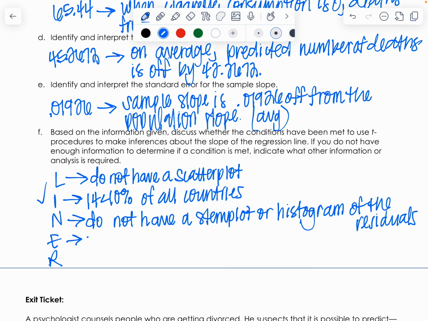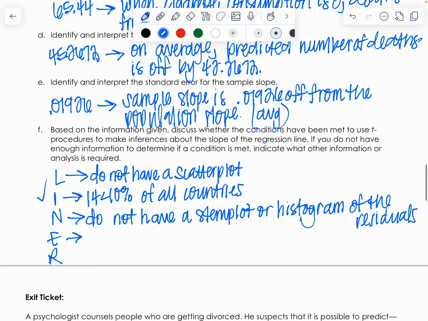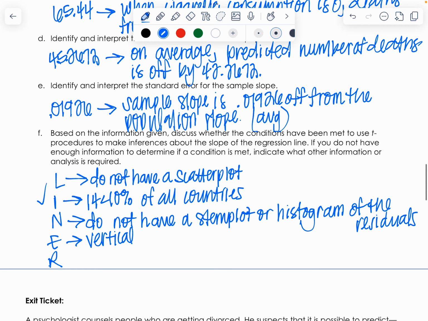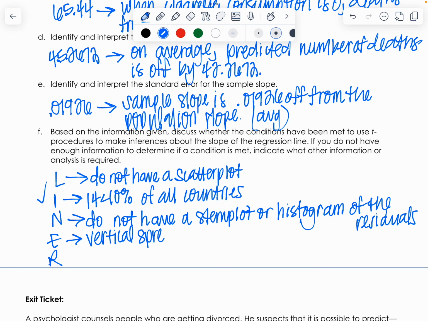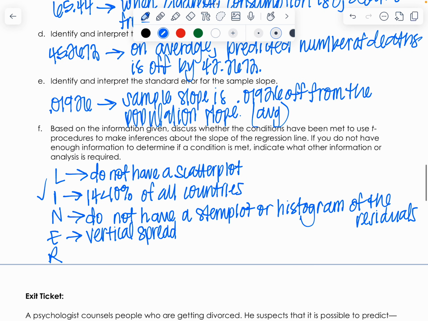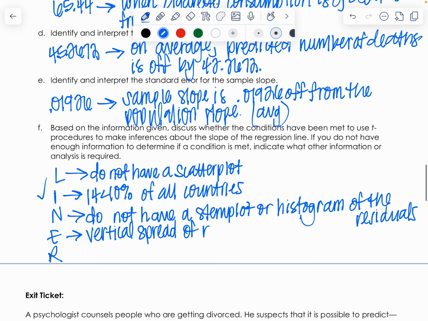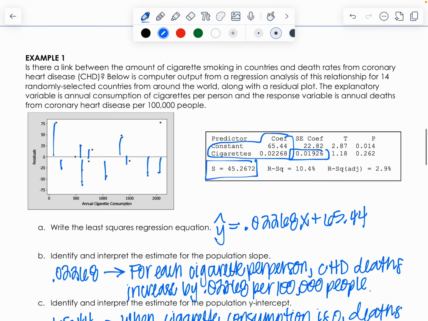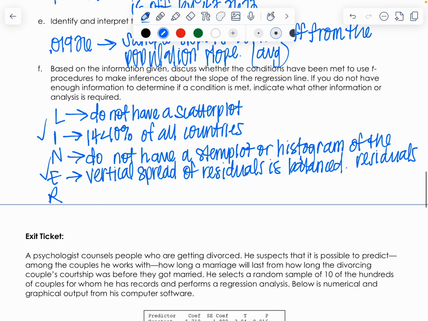Okay, so the vertical spread of the residuals is balanced. Now, let's say we had a lot on the bottom in the negatives and very few on the top, then we couldn't check that off. We clearly have way more negative residuals than positives. And then R, random, 14 randomly selected countries. Yep.